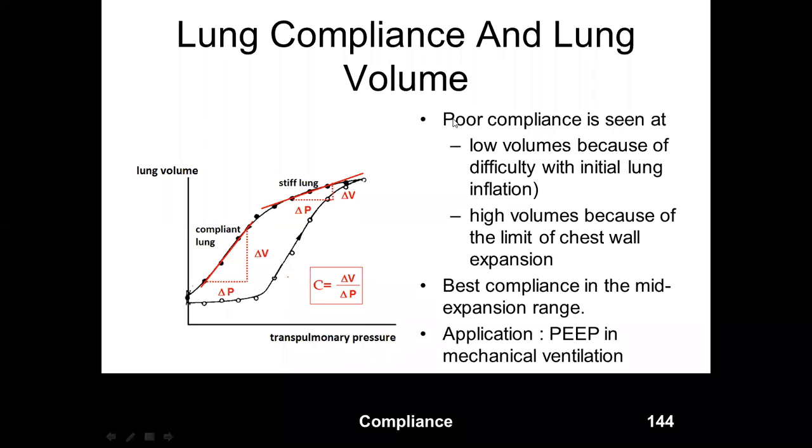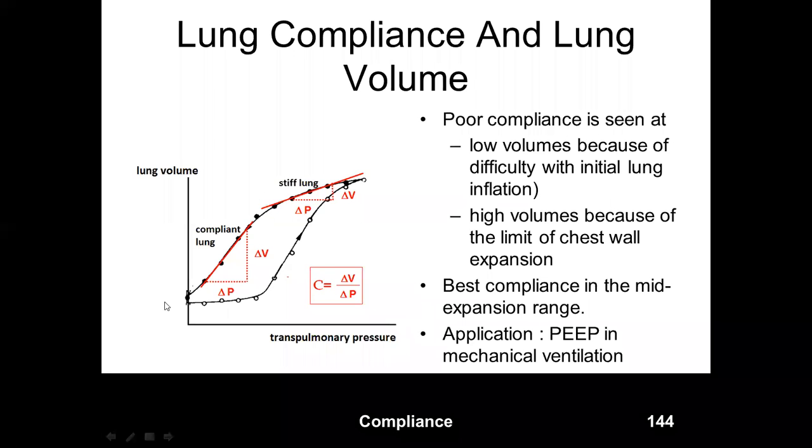magnitude of the curves? You plot a graph of change in lung volume on the y-axis versus a distending pressure. The distending pressure can be intrapleural pressure or transpulmonary pressure on the x-axis. Volume on the y-axis, pressure on the x-axis. Volume on the vertical axis, pressure on the horizontal axis.